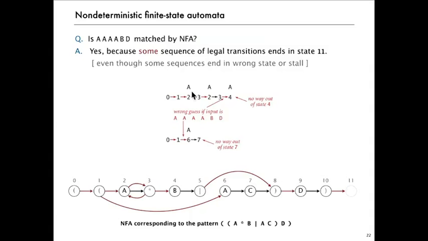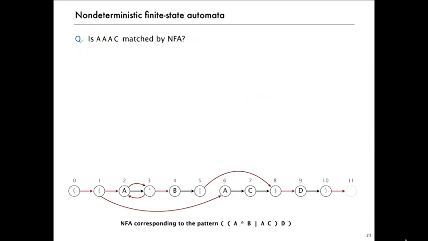So for example, if the machine just recognized 3 A's, 1, 2, 3, and then went to state 4, it would get stuck because there's no way for it to get out of state 4, because at state 4 it's looking for a B and it's sitting on an A and so forth. So there's definitely things that the machine could do that would be wrong, but we don't care as long as there's some way for it to get through.